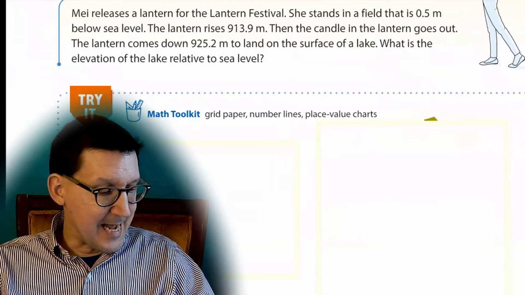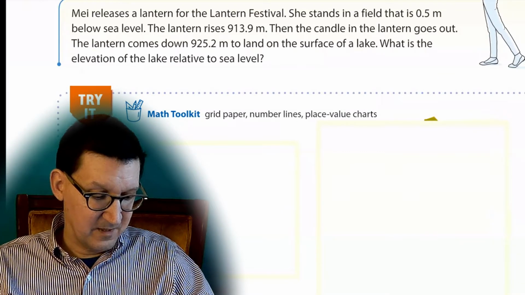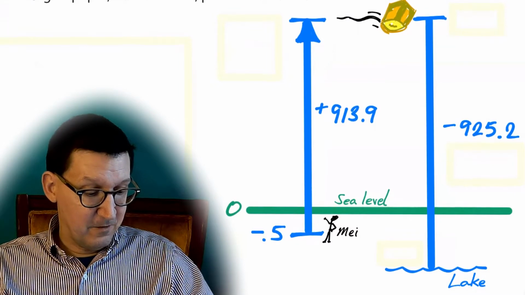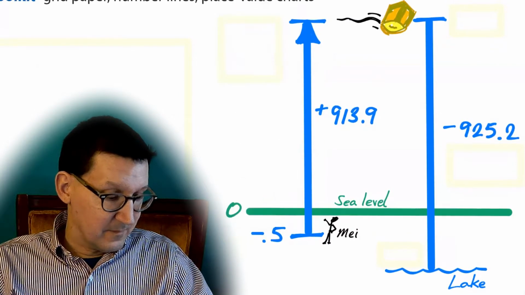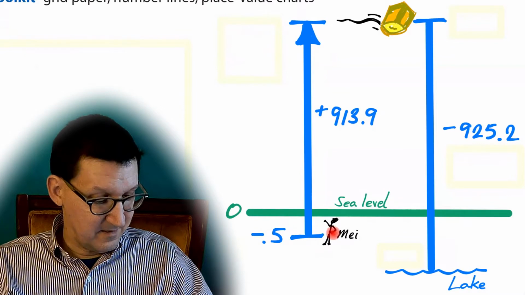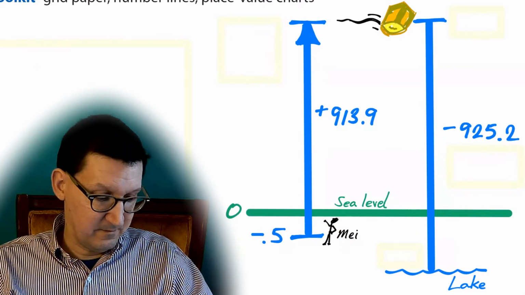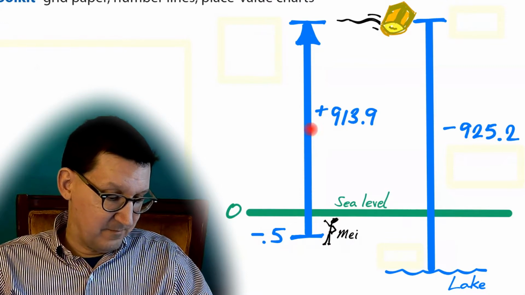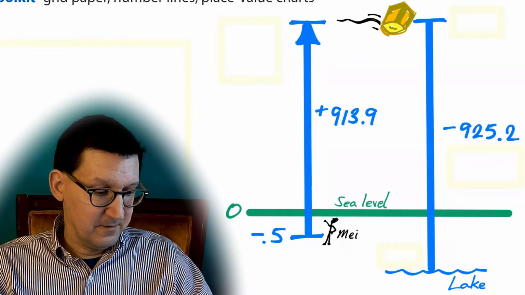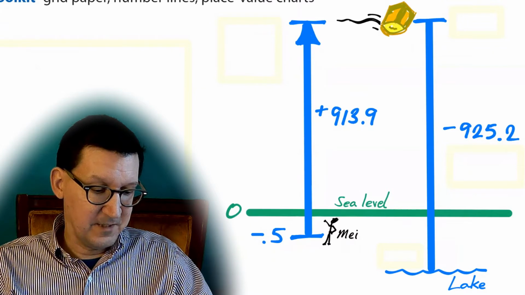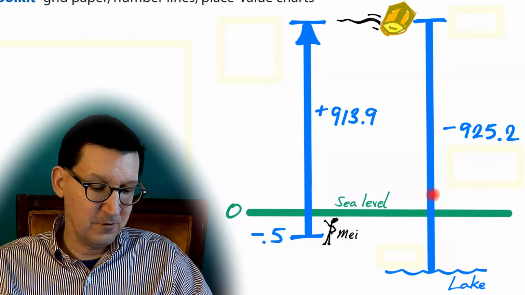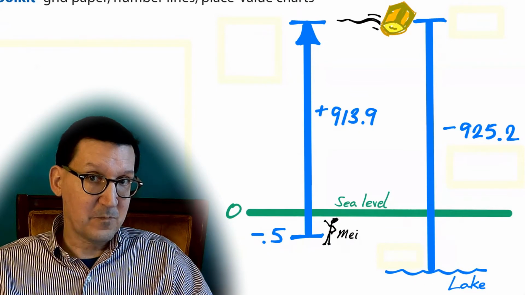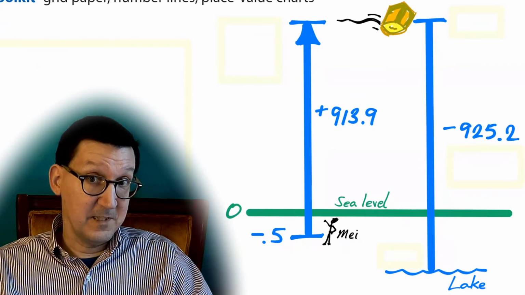Let's take a look at one way that you could do it, and that's with a number line. So here we have our friend May. Here she is at 0.5 meters below sea level. The green line's the sea level there, right? She lights her lantern, and it floats up 913.9 meters. And it hangs up there for a while till it burns out, and then it falls 925.2 to land on the surface of this lake. So, what's the elevation of the lake?